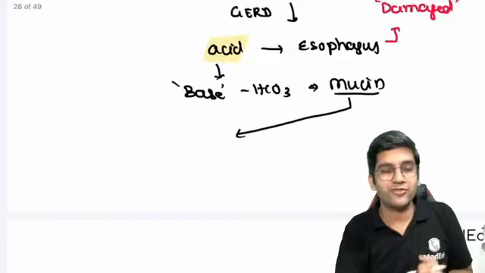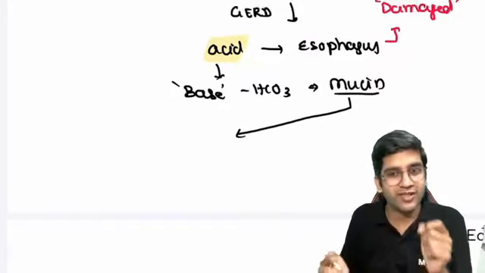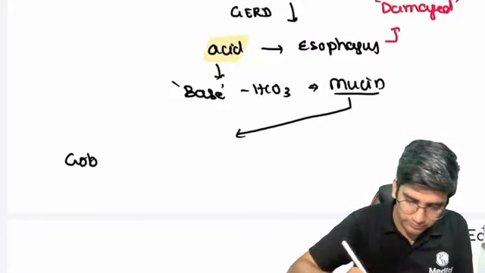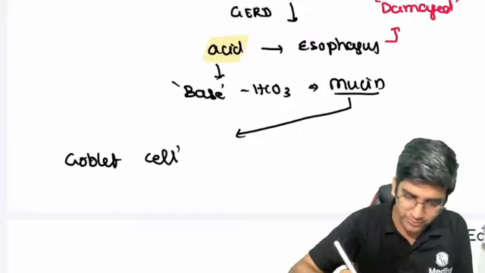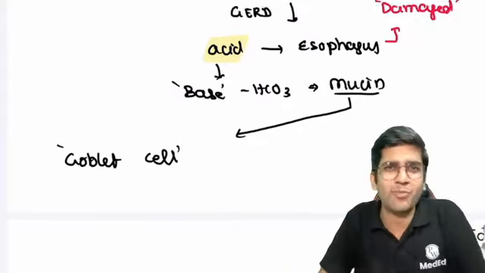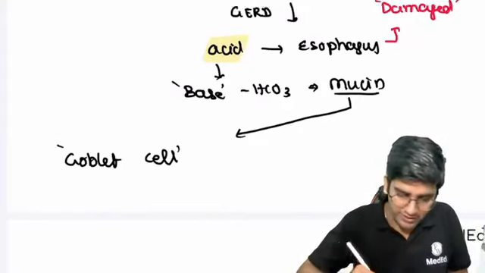Going back to histology in your first year, there's one cell which secretes mucin. Have you heard about this cell? Obviously, you must have heard about the goblet cell. That secretes mucin, right?